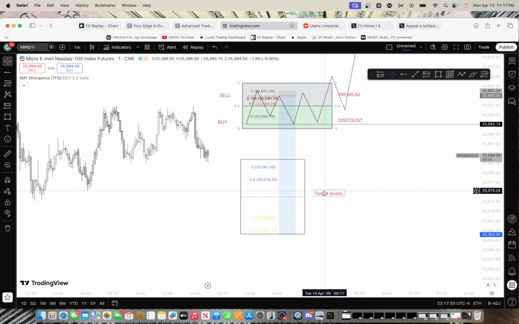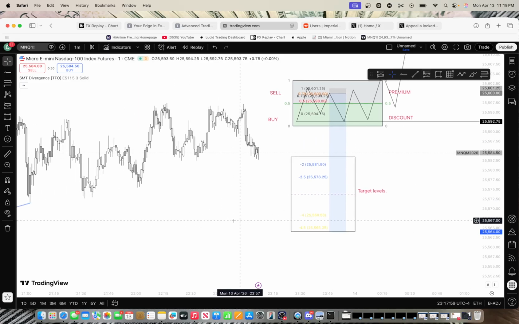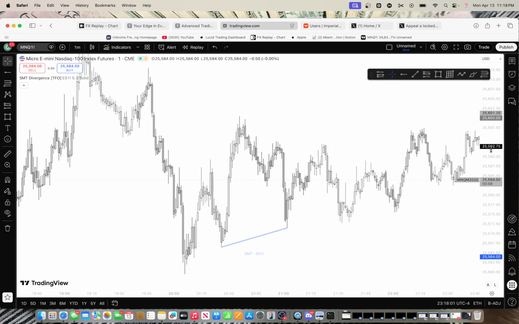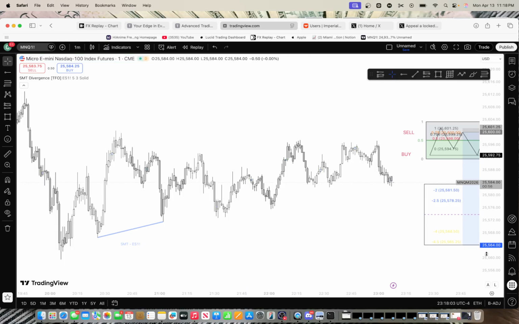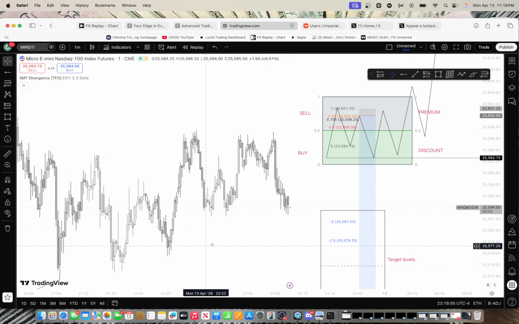Boom. So screenshot that. Okay, now let's get into it and how I mark out my standard deviation. So right now I'll just be looking at the 1 minute time frame, just a few examples.